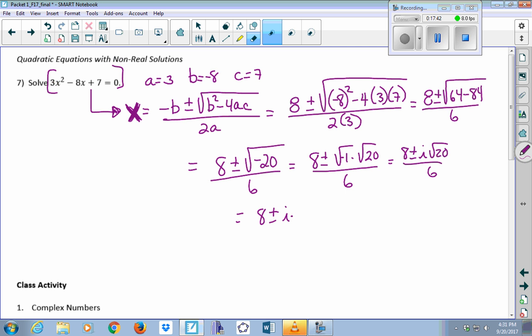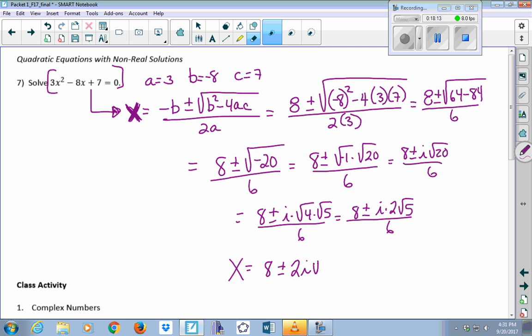Now let's simplify the square root of 20. So the largest perfect square, the number that's a perfect square that divides into 20 evenly, is 4. So I'm going to say square root of 4 times square root of 5 all over 6. So that gives me 8 plus or minus i times 2 times the square root of 5 all over 6. So now I'm going to write x equals 8 plus or minus, I'm just going to put the 2 in front of the i, all over 6.